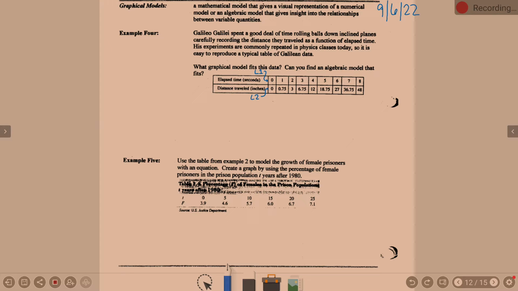Now, let's see. The question is, what graphical model fits this data? And then we're going to find an algebraic model. So as you look at this, what shape do you see? Almost like a half parabola. Does it look like a parabola? Obviously just the positive half, yes. But it is parabolic in shape. And so we're going to use the fact that it looks like a parabola to write our algebraic model.